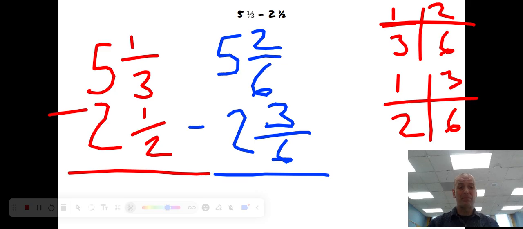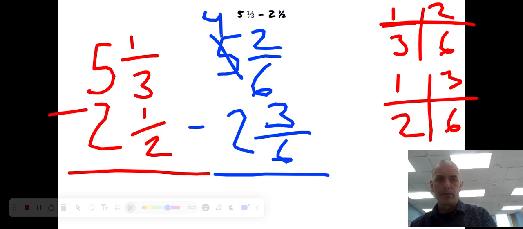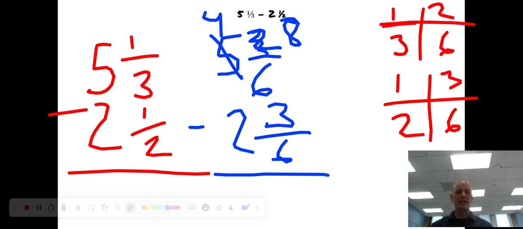Okay. Now, step 4 is I'm going to borrow from the whole if I need to. 2/6 minus 3/6. Can I do it? No. Okay. So, boom. Make it a 4. Now I have sixths, so I'm sending over 6/6, right? One whole is 6/6. So take that, and make that 8/6. So now I have 4 and 8/6 minus 2 and 3/6.